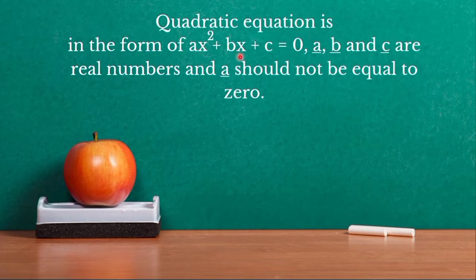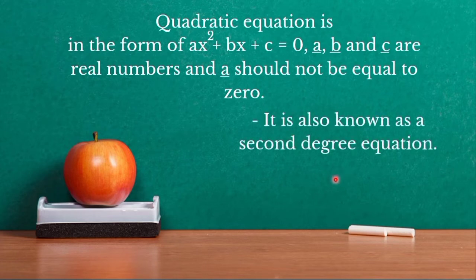this ax squared plus bx plus c equals 0 is also known as the standard form of the quadratic equation, wherein a, b, and c are real numbers and a should not be equal to 0, because when a is equal to 0, then the equation is considered a linear equation.